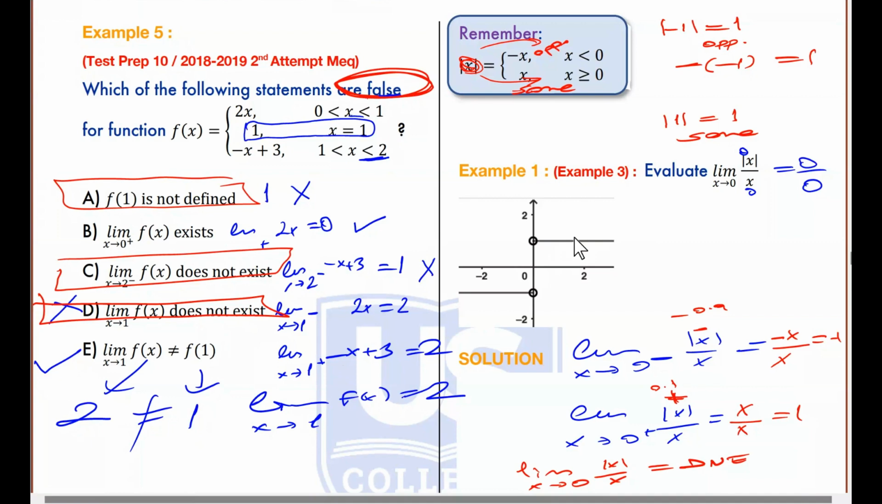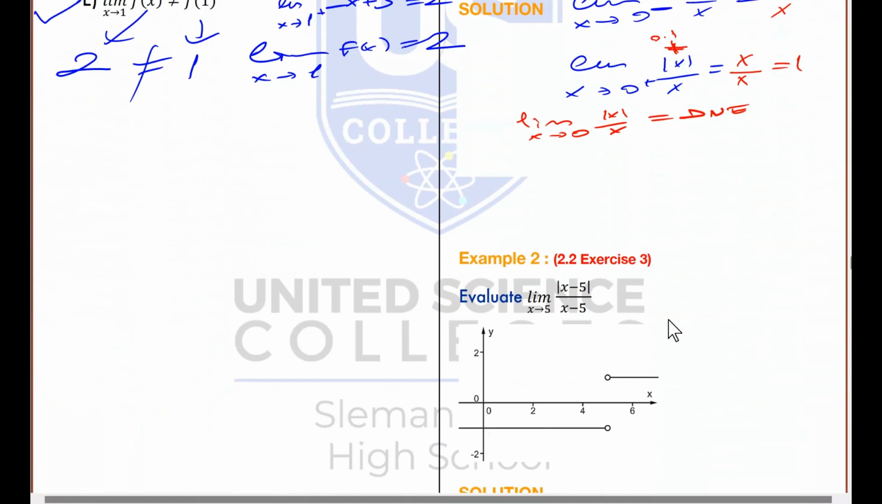For the right side it's 1, it's a constant function, it's 1. For the left side it's negative 1, so it's a piecewise function like that, and both points are excluded. If you know the graph, you can solve it easier. If you don't, you can just solve it step by step.